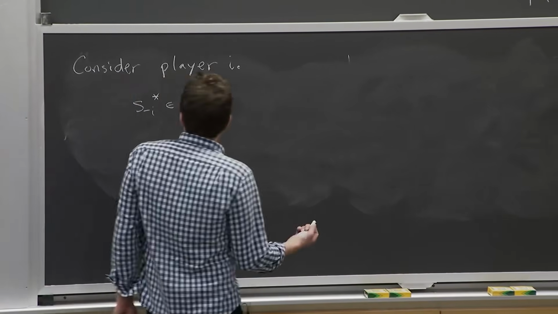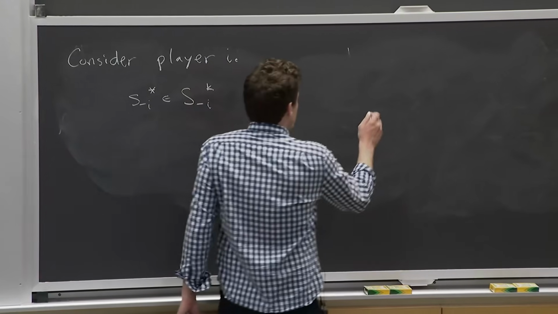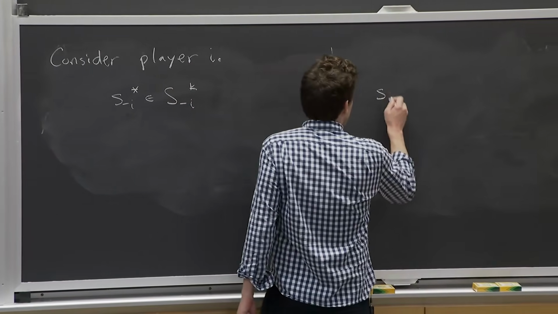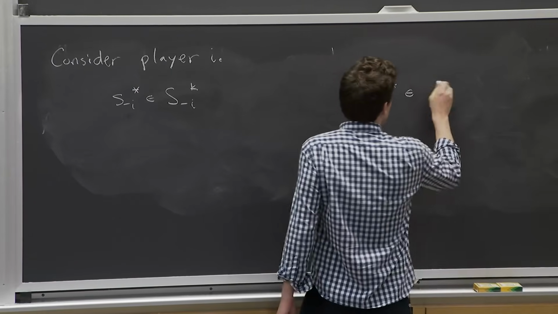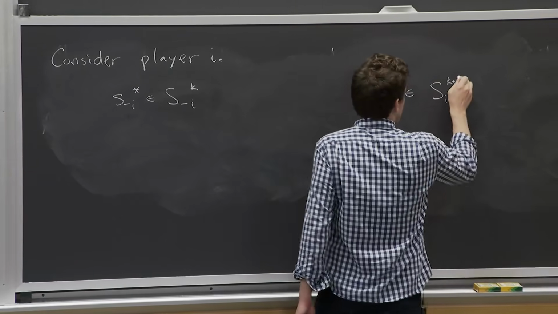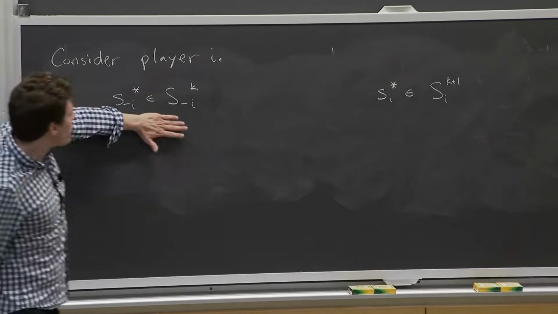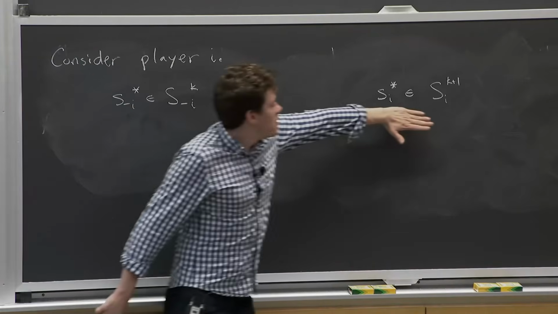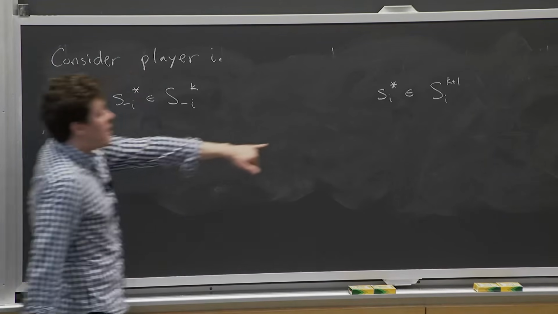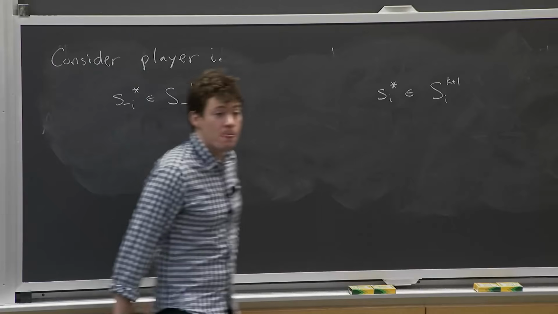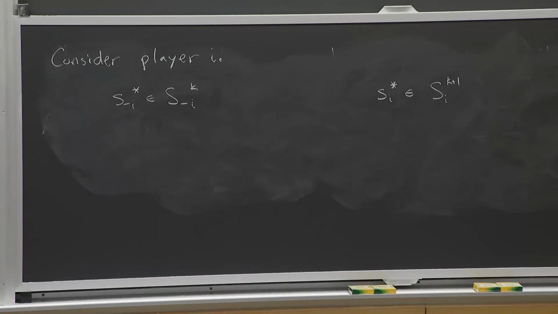And what we want to show is that SI star is in SI k plus 1, right? So this is what we know. This is what we want to show. I think this is often a good way to try to get through proofs. So I think the first thing we should do is just write down some definitions, right? What is SI k plus 1? What is the definition of SI k plus 1?